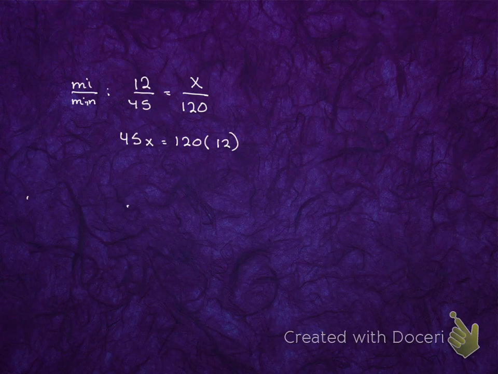So we're going to multiply the 120 times 12, and then of course, once we do that, we're going to get x by dividing by 45. So that means if he rides for 2 hours, he will go 32 miles, okay?